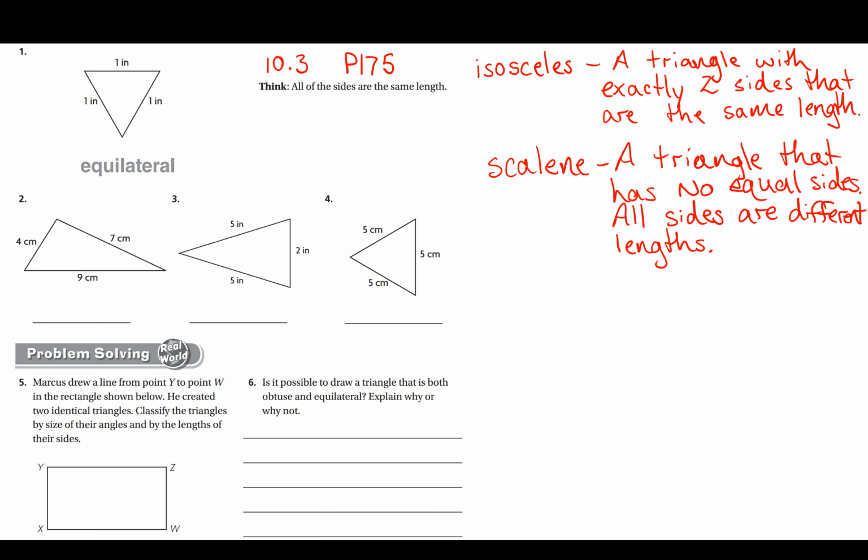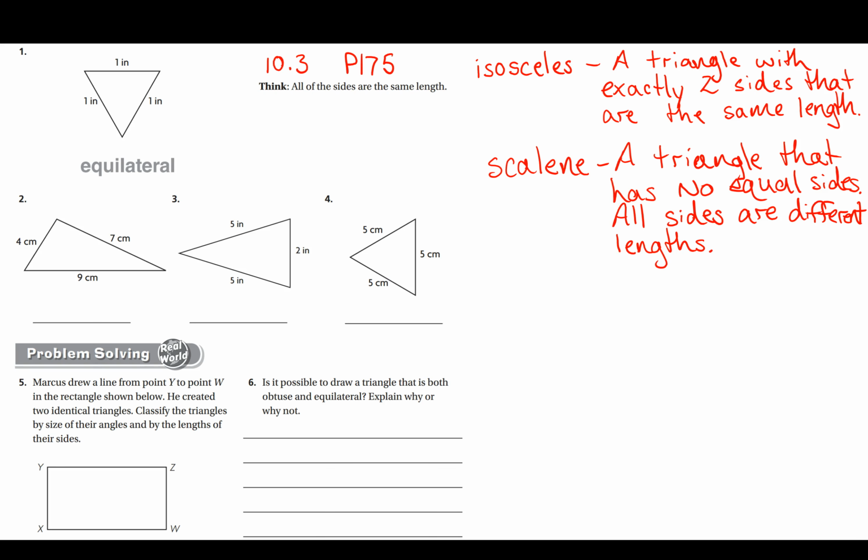So today's lesson we talked about classifying triangles based on the lengths of their sides. And there's three different classifications: equilateral, isosceles, and scalene. If you remember on 10.1, we talked about classifying triangles based on their angles. And so we had acute triangles, right triangles, and obtuse triangles.